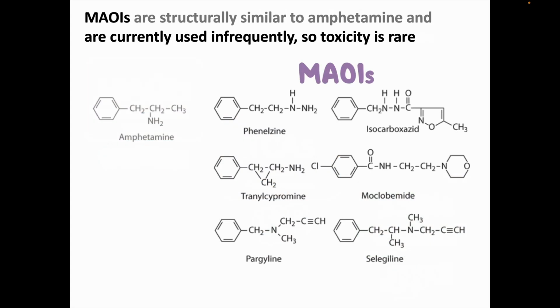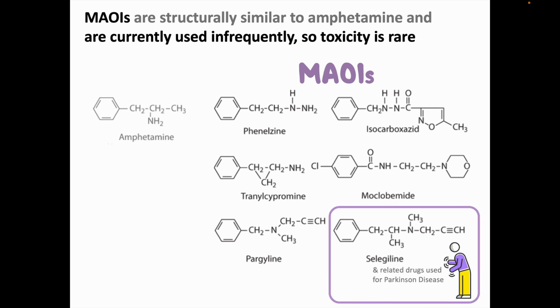Here we can see that MAOIs are structurally similar to amphetamine, giving us a clue regarding what effects might be seen. And they are currently used quite infrequently such that MAOI toxic cases are rare. If you see a patient today on a monoamine oxidase inhibitor, most likely it will be selegiline or a closely related drug used in the treatment of Parkinson's disease. And this is not a patient population as likely to intentionally overdose on their meds as patients being treated for depression.